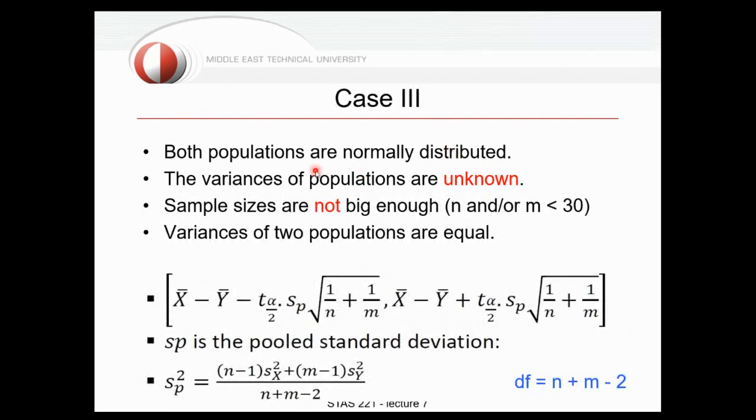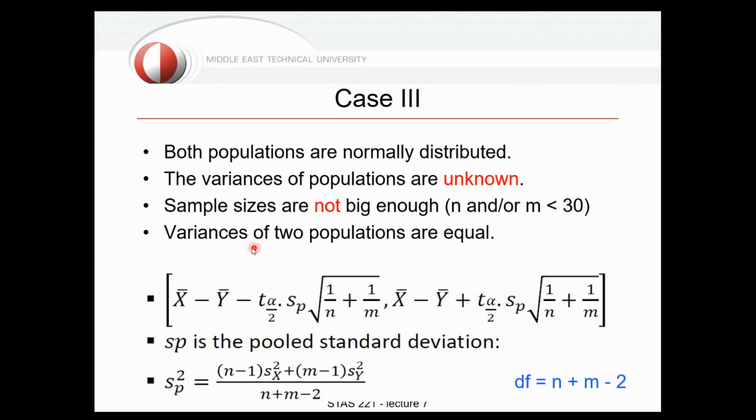Case 3. Both populations are normally distributed. The variances of populations are unknown. This is bad. Sample sizes are not big enough. Okay, this is bad news too. If either one of them, n for the first population or the second population, these are the sample sizes, if either one of them is less than 30 or both of them, this is a problem, and it means that the sizes are not big enough. If your first sample is 50 and the other one is 10, again it's considered that this is not big enough as a sample size.